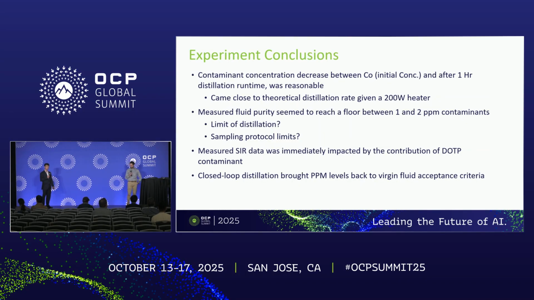So the conclusions that we drew from this testing is that by integrating a closed-loop distillation system into the tank of an actively cooling two-phase fluid, it was indeed possible to reduce soluble contaminants from hundreds of ppm down to near virgin levels, which was measured by our gas chromatography analysis. The 200-watt heater created a distillation rate that was pretty close to what we were expecting to see from our theoretical distillation rate, and the fluid purity stabilized between 1 and 2 ppm.